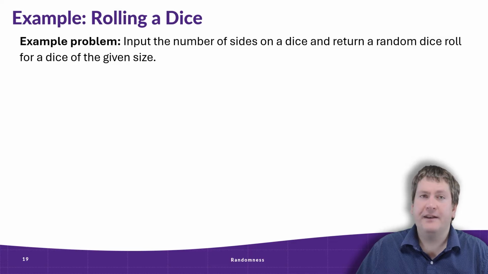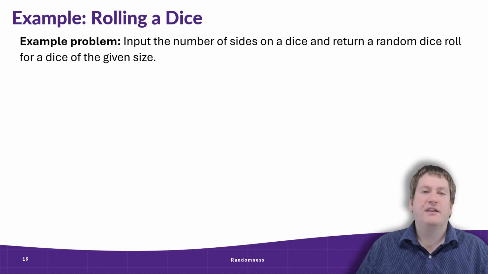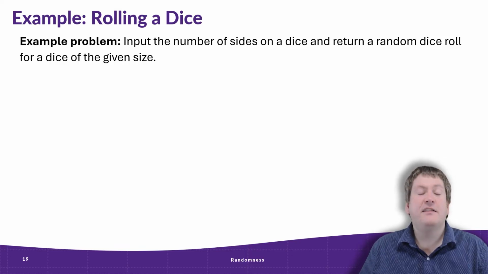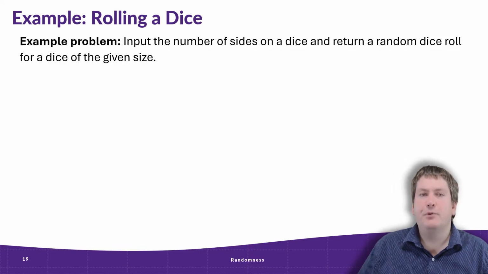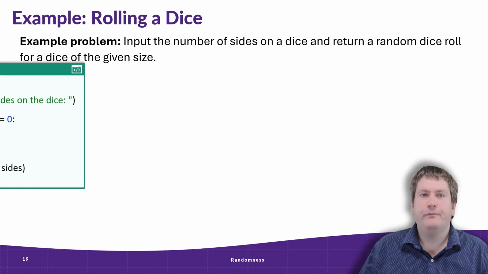Okay, let's take a look at an example. In this case, we want to write a Python program, and it's going to let the user input the number of sides on a dice. It's going to simulate that dice roll and then tell the user what face is facing up. So if we put in a 6, it's going to simulate rolling a dice that has 6 sides and thus tell us the value. If we put in a 20, it would simulate a dice roll with a dice that has 20 sides and tell us what the value is.